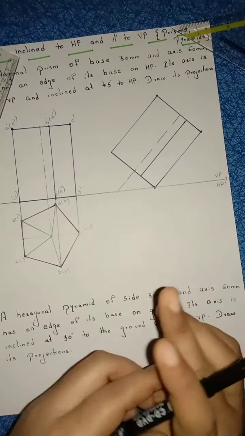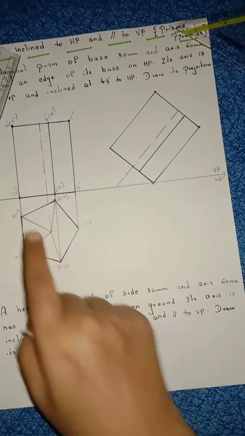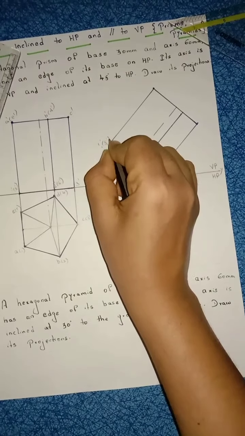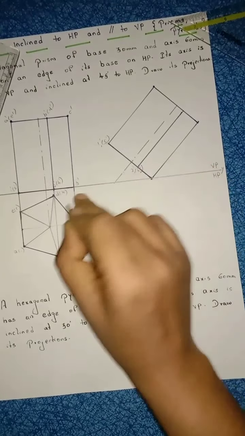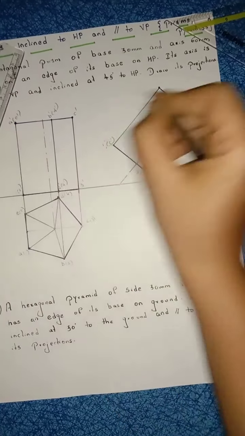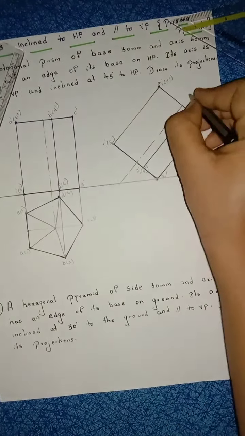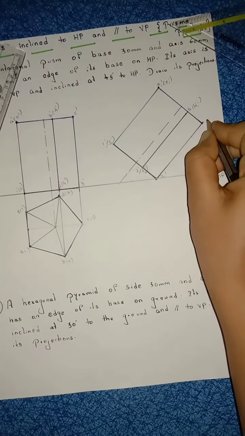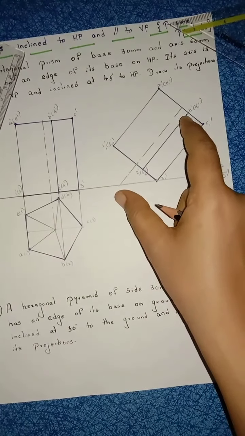So first do one thing, first write down the point names here. 1 dash, 5 dash, 2 dash, 4 dash, 3 dash, a1 dash, e1 dash, b1 dash, d1 dash, c1 dash. Right? Actually, I didn't draw the axis line first.